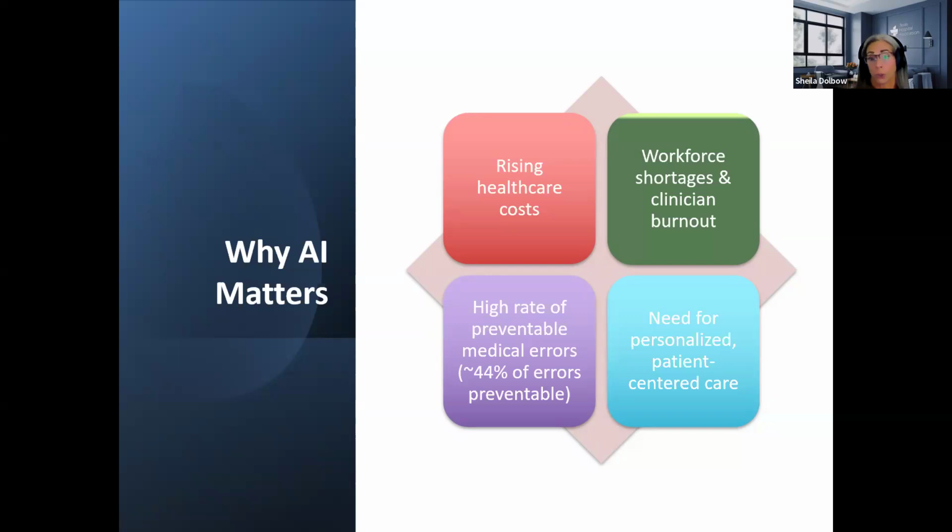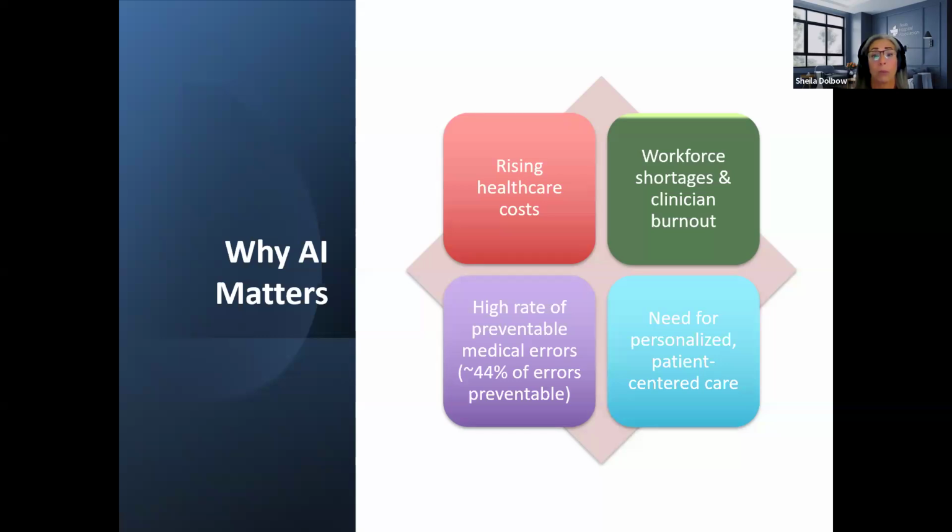We do have workforce shortages and clinician burnout. I mean, look at COVID. We had so many people that left healthcare in general during COVID from the extreme burnout. And then we're not replacing those people. People are just not going into healthcare professions after seeing that. And so we have to do something to alleviate those issues.